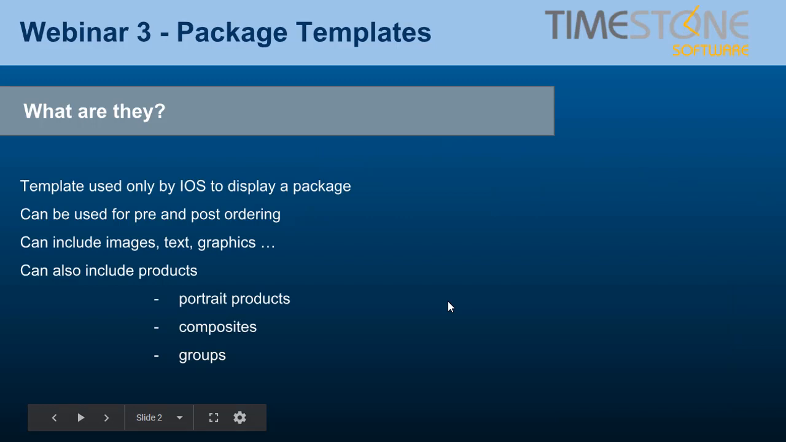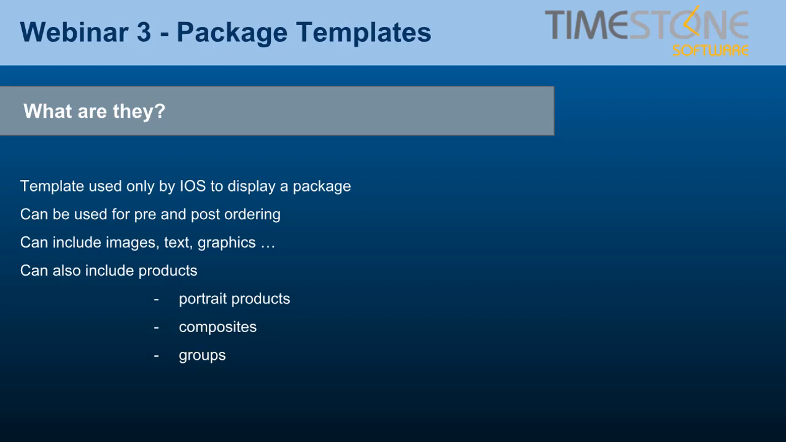What are package templates? Well, basically, they are a template that you use to display or depict your packages in iOS. They're a template you make in Neopack. You can pop things on that template, images, text, graphics, all that sort of stuff. With the package templates, you make them in Neopack and you use them to display your packages in iOS. It's one of the ways you can display packages in iOS. The templates themselves are just made in Neopack. You can use them for pre-ordering and post-ordering, whether you've got images or not, which makes them very useful.